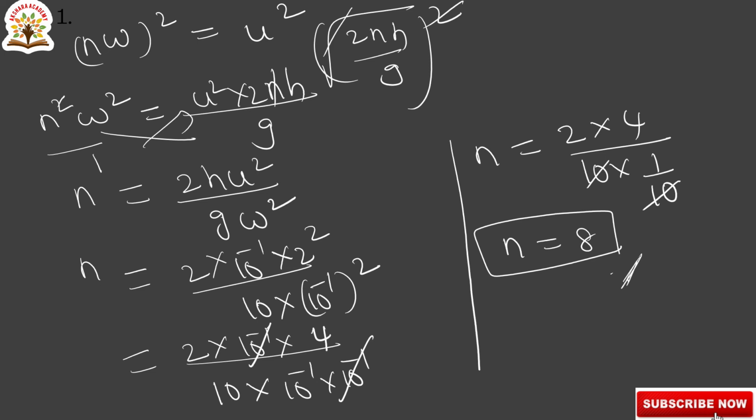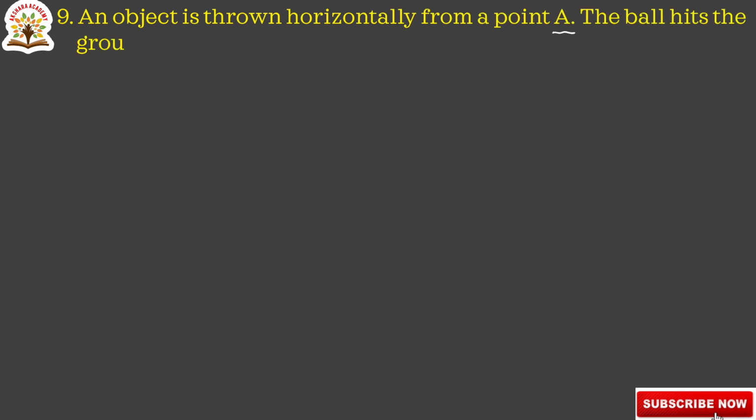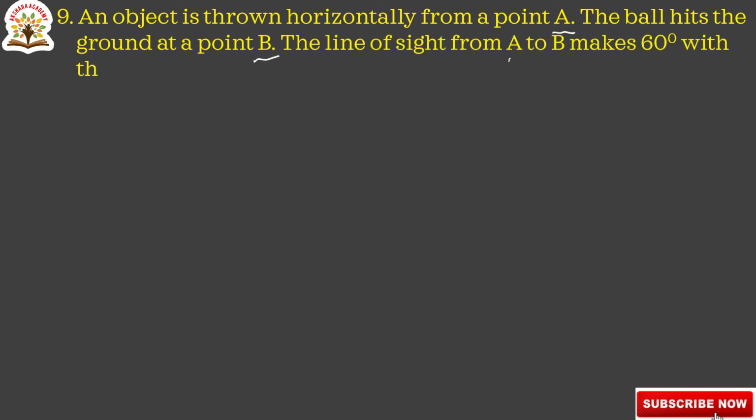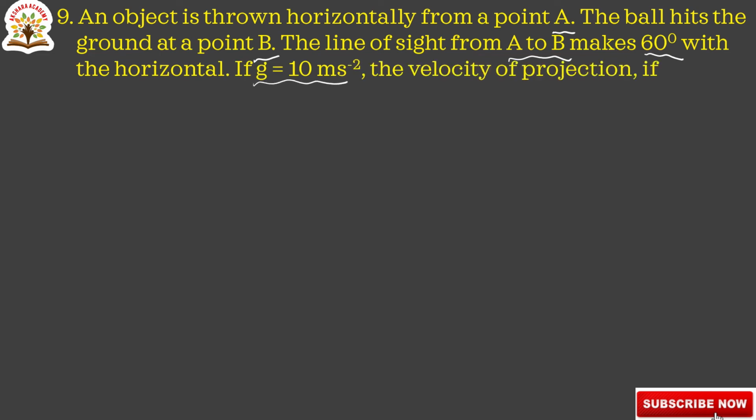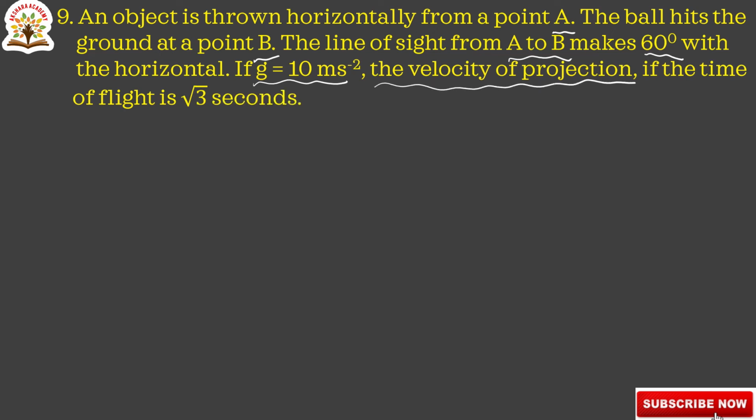Okay, next we will go to the next question, the 9th one. An object is thrown horizontally from a point A. The ball hits the ground at point B. The line of sight from A to B makes 60 degrees with the horizontal. If g is equal to 10 meters per second square, find the velocity of projection if the time of flight is root 3 seconds. Here you have to calculate the velocity of projection if the time of flight is root 3 seconds.